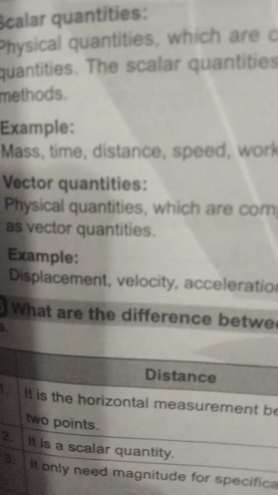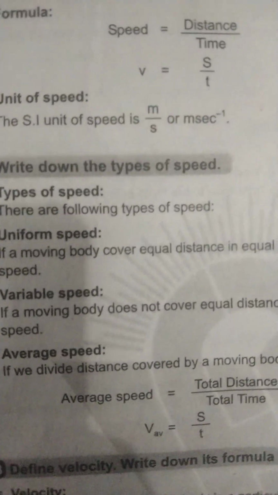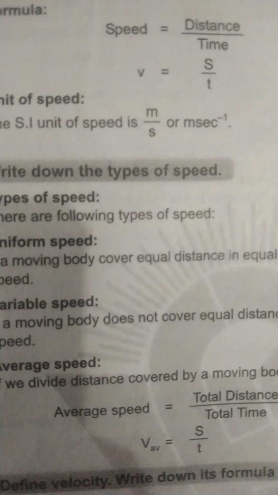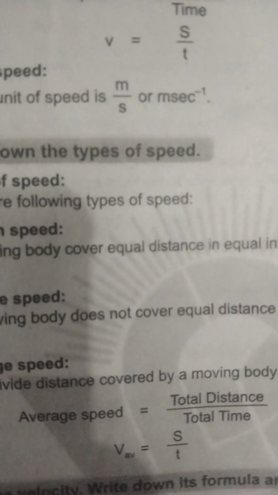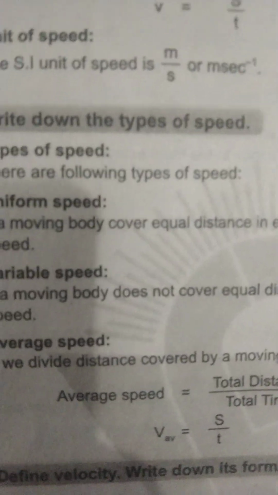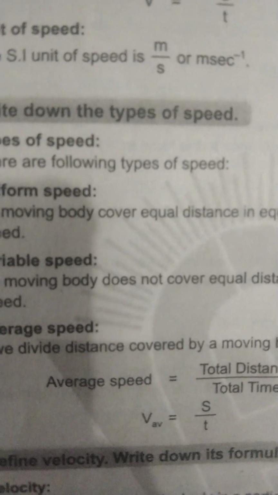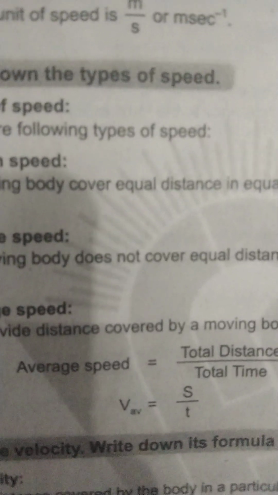Now, where is the speed? Speed is the distance covered by a body moving in a unit time. We call it its speed. It's a scalar quantity, no doubt. But what about the formula? Speed is equal to distance upon time. You can precisely write the formula as v equals s upon t. And what is the SI unit of speed? It is meter per second, or you can write it as meter per second to the power minus 1.